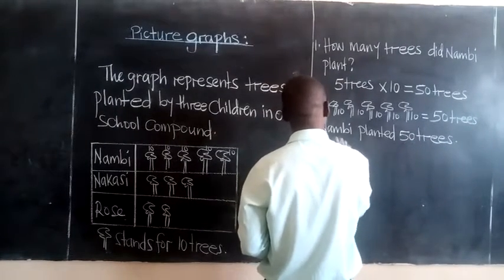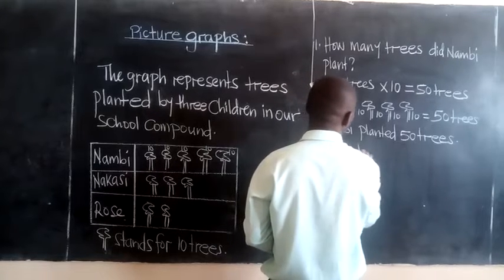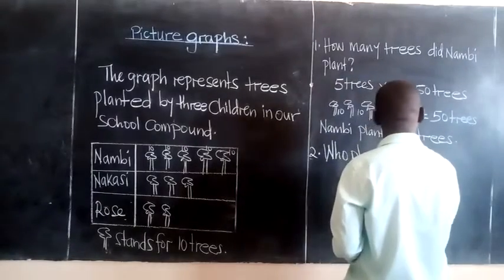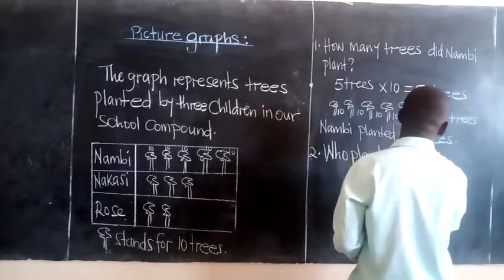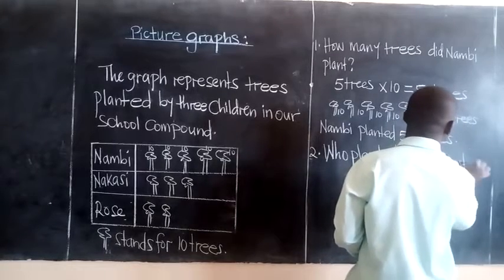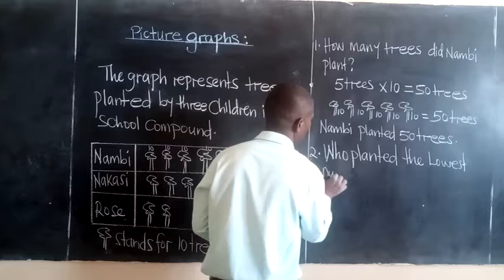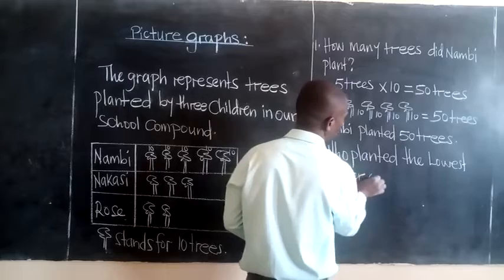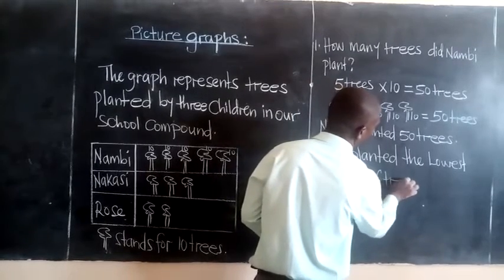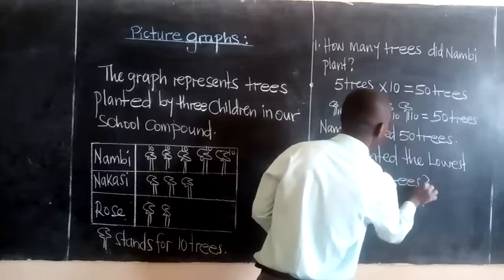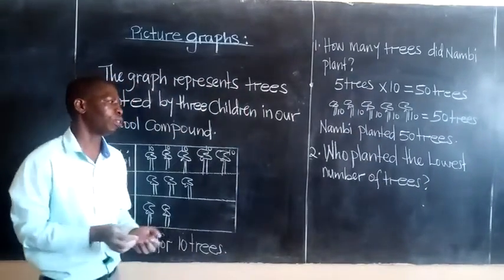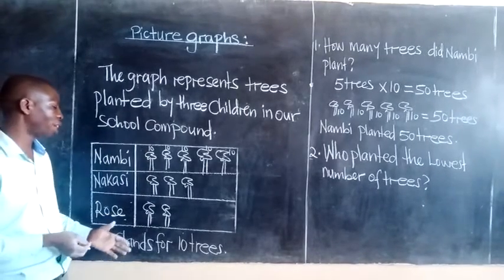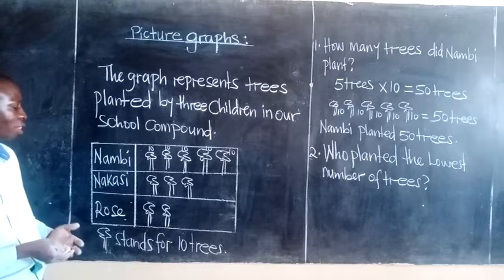They may still say, who planted the least number, the least, or the lowest? This time they may use the word lowest. Who planted the lowest number of trees? So there you don't need any calculation. You will just look at the graph and then tell us the person who planted the lowest number of trees.